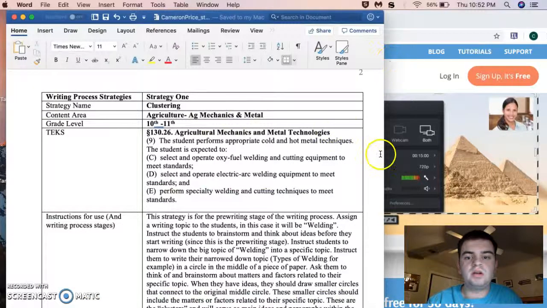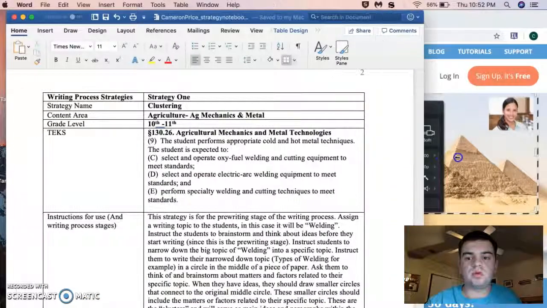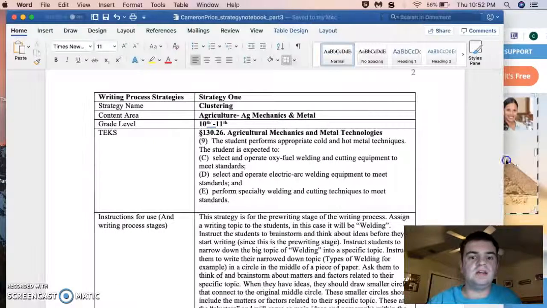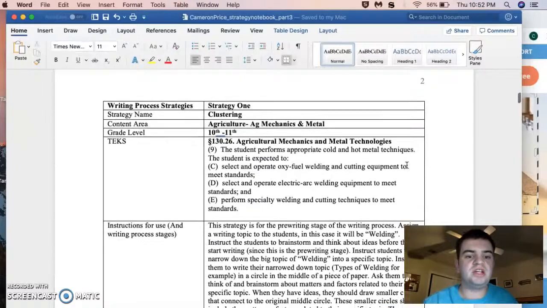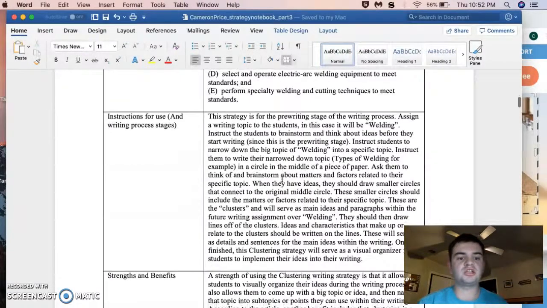Strategy number one for the writing process strategy notebook that I did is going to be the clustering strategy. I did it for the ag mechanics and metal technologies content area within agriculture for the 10th to 11th grade level. The TEKS once again covered ag mechs and metals, just different types of welding and metals and specialty welding, stuff like that. Instructions for use.